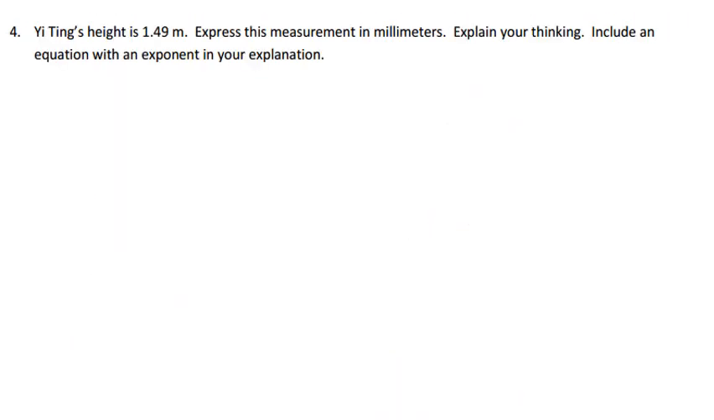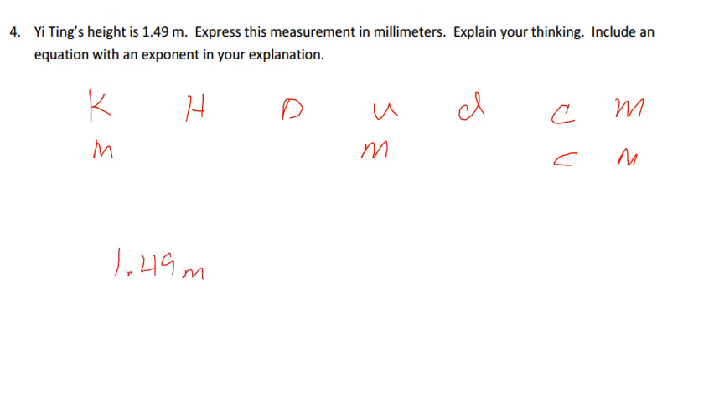Yi Ting's height is 1.49 meters. Express the measurement in millimeters. Okay, so I'm going to do my King Henry doesn't usually drink chocolate milk. That's millimeter, centimeter, meter, and kilometer. Now it says here he has 1.49 meters and equals blank millimeters. So I know I'm going to millimeters.